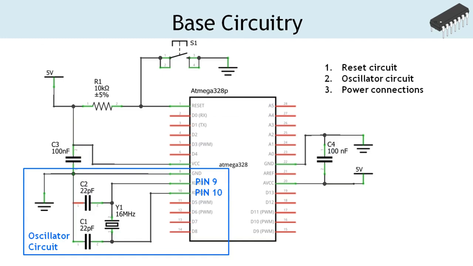We shall use an external crystal oscillator for clock signal generation. The datasheet of Atmega 328 recommends to use 16 MHz crystal oscillator with 22 picofarad capacitors. The pin number 9 and 10 are connected to the crystal oscillator. Two 22 picofarad ceramic capacitors connect the either pins of the crystal oscillator to the ground.